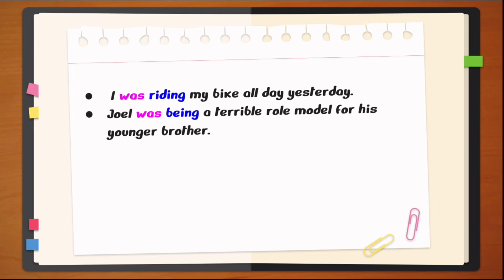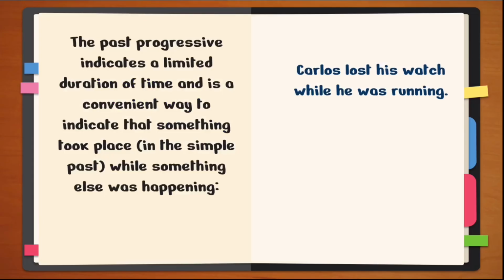In the color pink, we can see the to be verb that is helping the other verb, which is the present participle that we can see as an ing form. The ing form means that something was happening continuously. The past progressive indicates a limited duration of time and is a convenient way to indicate that something took place in the simple past while something else was happening. For example, Carlos lost his watch while he was running. Try to identify the past progressive in this sentence.